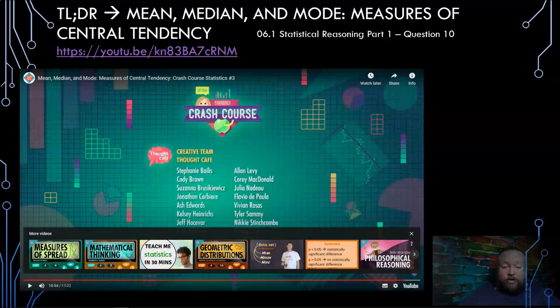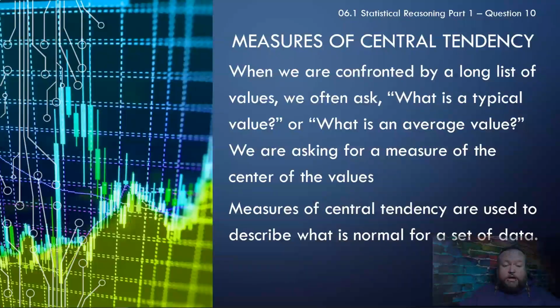And so starting off, we'll get into that category of measures of central tendency, those extra tools that we're looking for. When we're confronted by a large list of values, we can often ask the question, what is the typical value? What is an average value? What are we commonly seeing?